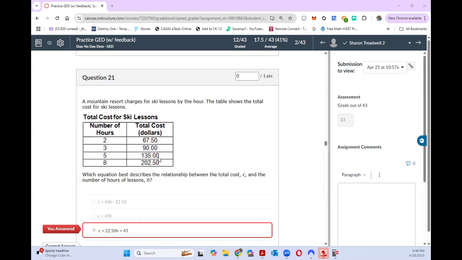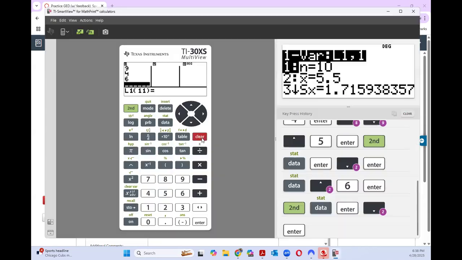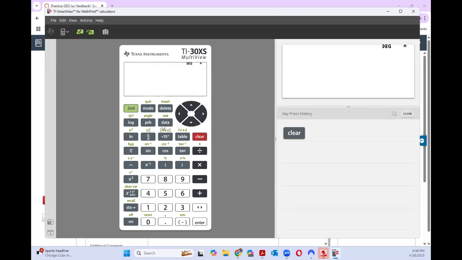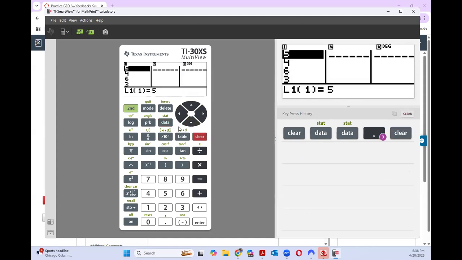Now again, this is a table. They're asking you for the equation. We're gonna grab our calculator. I did this one too. Come on, let's see. Let me see where I went wrong at. Let me clear everything out first.